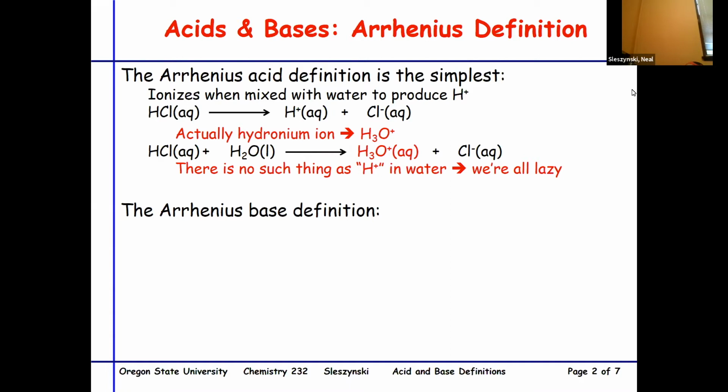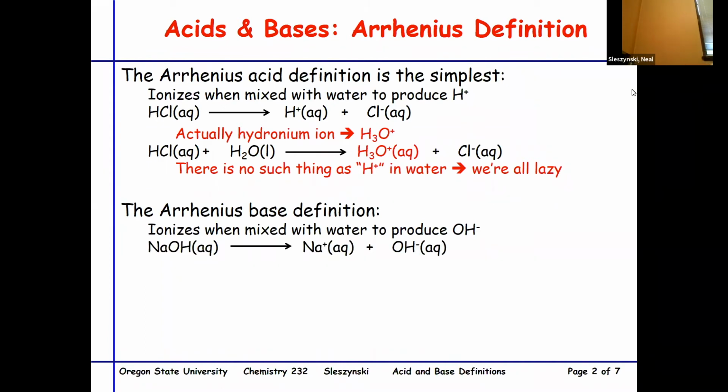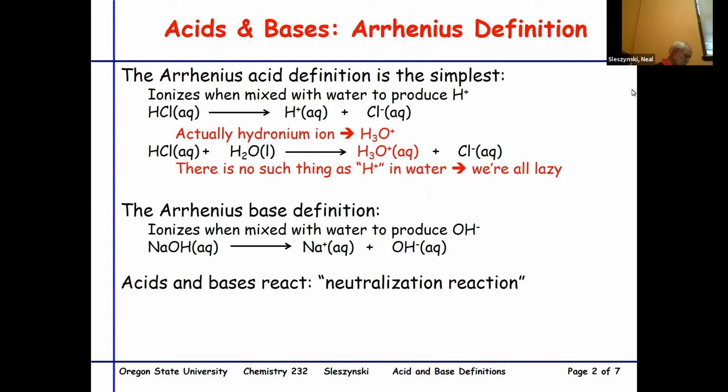The Arrhenius definition of base is a compound that ionizes when mixed with water to produce hydroxide. So if we take sodium hydroxide, put it in a water solution, we will get sodium ions and hydroxide ions, making sodium hydroxide an Arrhenius base.